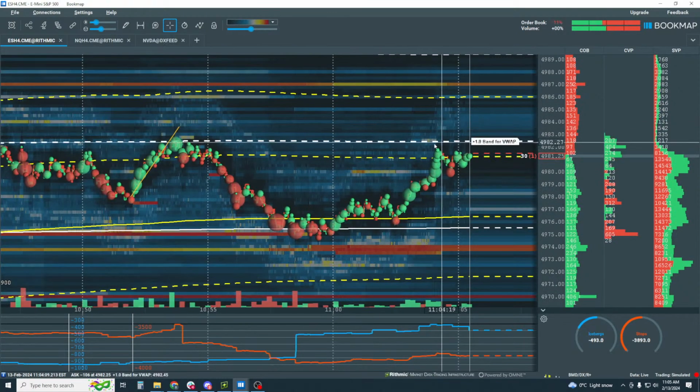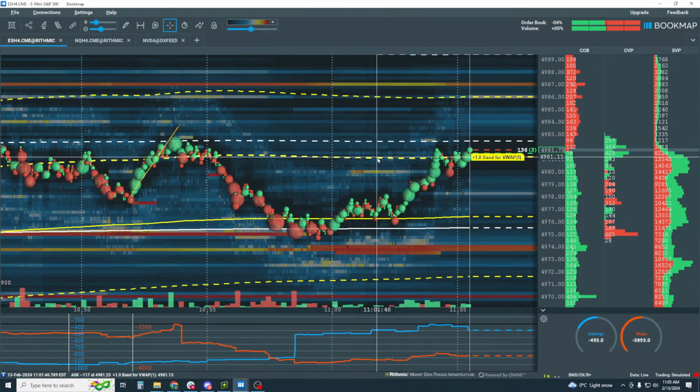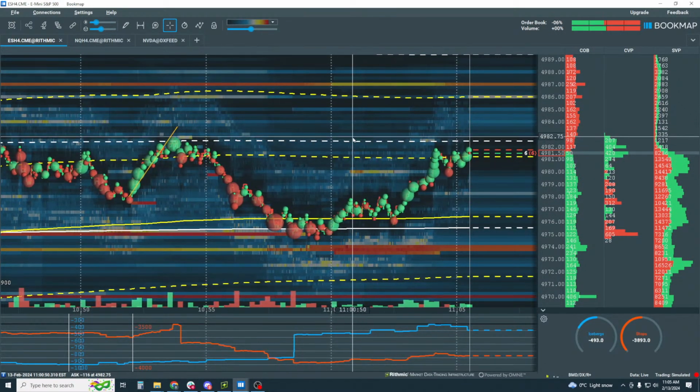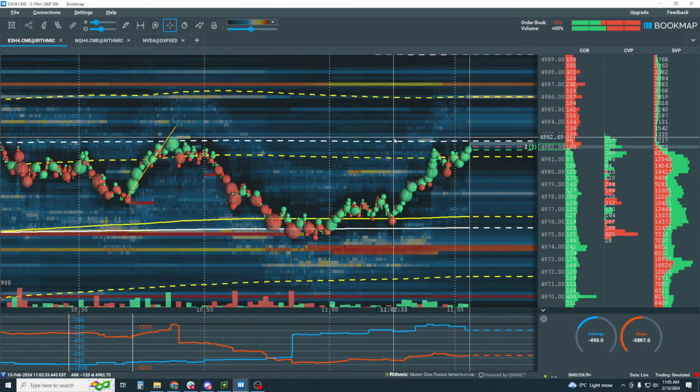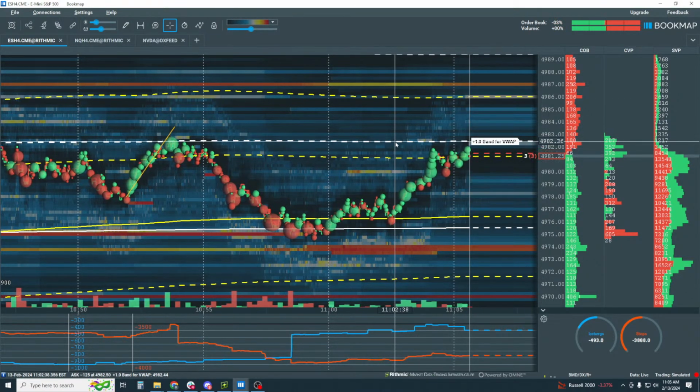Guys, just be careful with some of these bands. This can drive you crazy, and you're not looking at the order flow at this point. This should be a tool to match with the order flow. Okay, it shouldn't be a signal in itself.